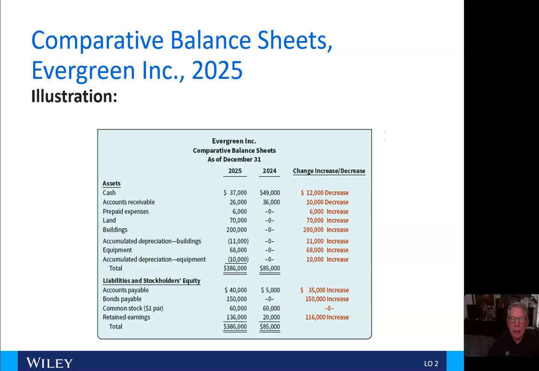Now here are some comparative balance sheets for 2025. Things have changed quite a little bit as Evergreen is becoming more sophisticated. Now we have several asset accounts and the changes associated there too, and more liabilities and equity items and the changes in those accounts as well.